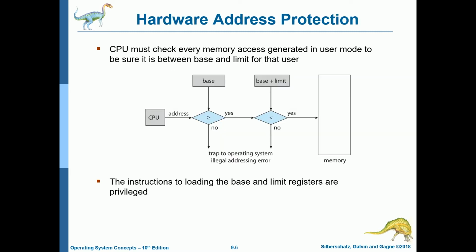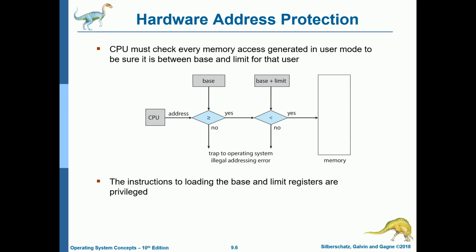Protection of memory space is accomplished by having the CPU hardware compare every address generated in user mode with the registers. Any attempt by a program executing in user mode to access operating system memory or other user memories results in a trap to the operating system. This attempt is treated as a fatal error.